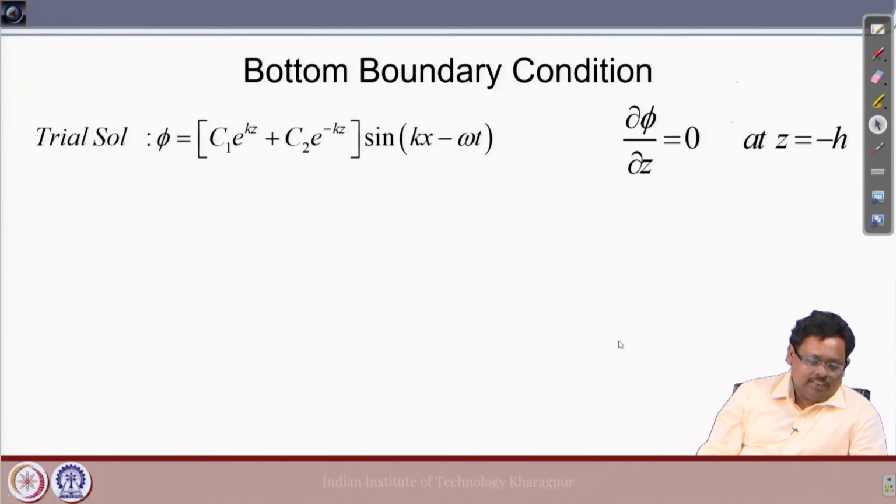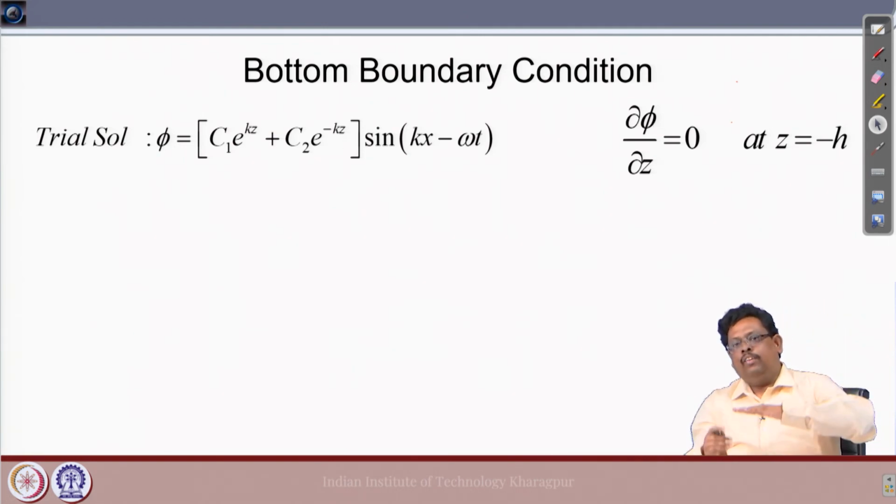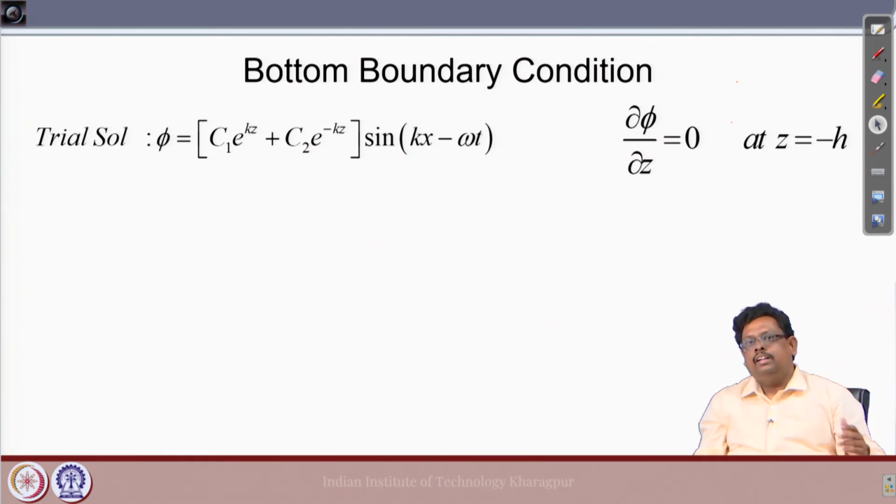Okay. So, now my trial solution becomes (C1 e^(kz) + C2 e^(−kz)) multiplied by sin kx. Now, here I am going to apply the bottom boundary condition, which is ∂φ/∂z = 0 at z = −h, right. Of course, you know that at the bottom, the normal derivative ∂φ/∂n should be ∂φ/∂z, because the bottom is horizontal. So, the normal is in the z direction, so it should be ∂φ/∂z.